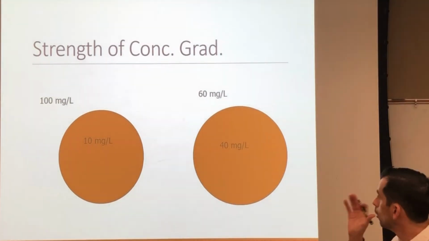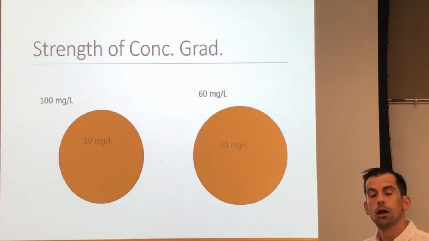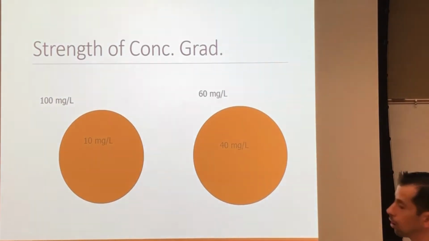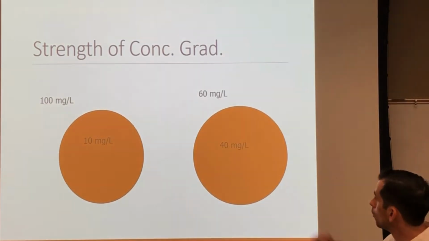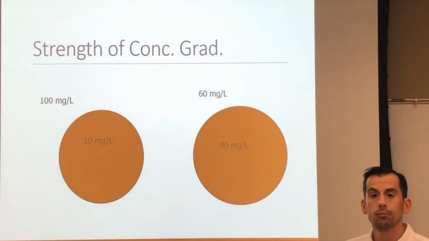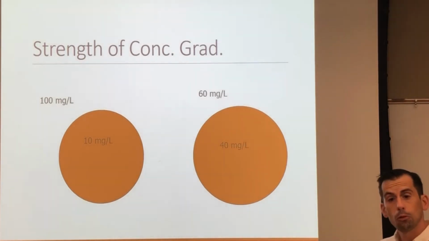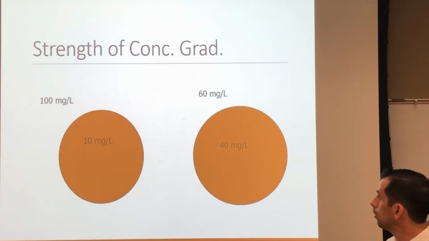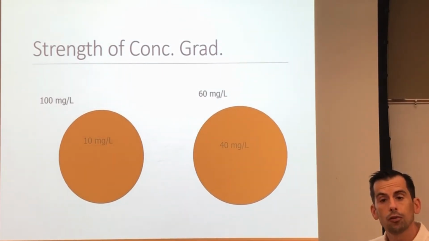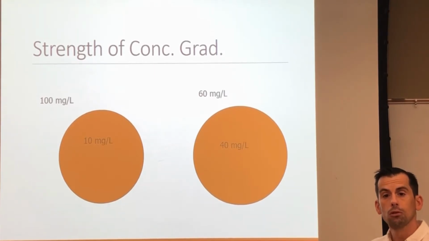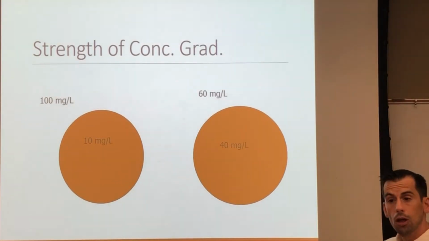So we see a trend. The stronger the concentration gradient, the higher the rate of transport. On the left, we see a very strong concentration gradient: 100 milligrams per liter on the outside, 10 milligrams per liter on the inside. On the right, we see something much closer to equilibrium, 60-40. The higher the concentration gradient difference, the higher the rate of transport. So on the left, we will see the rate of diffusion of solutes entering that cell to be much higher than what we see on the right.